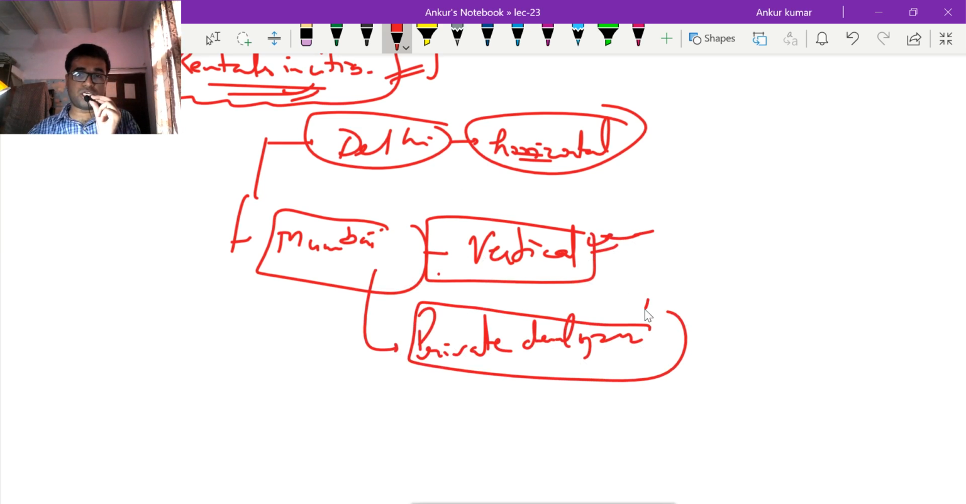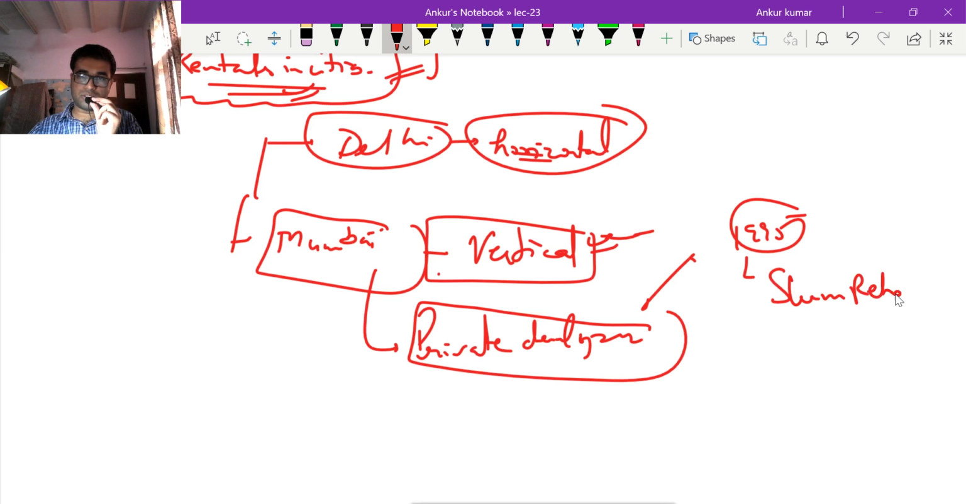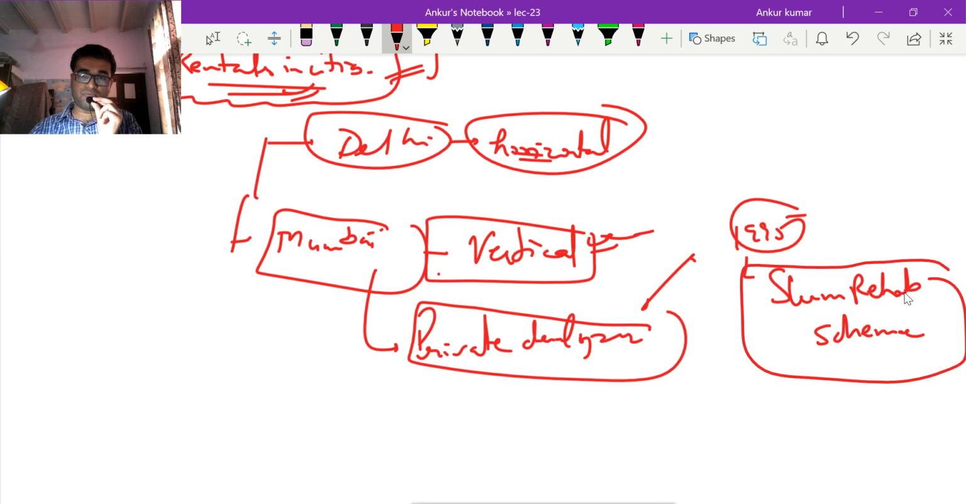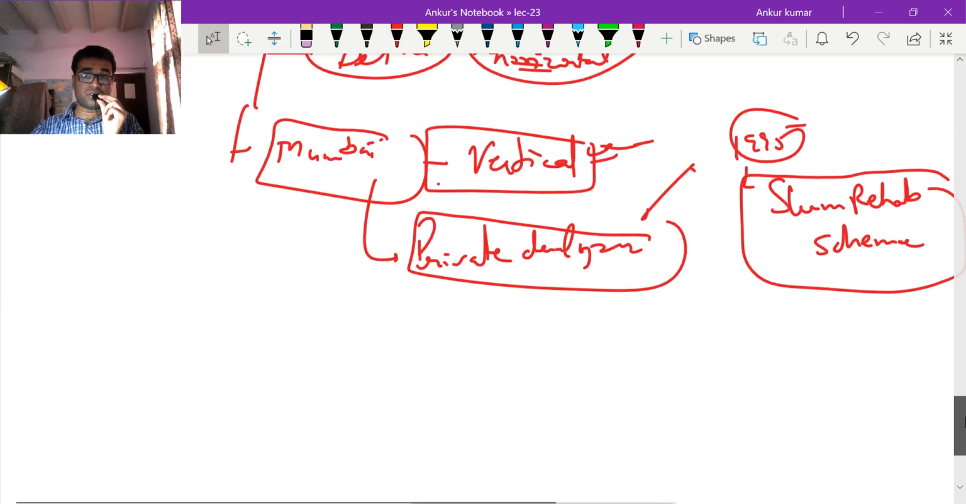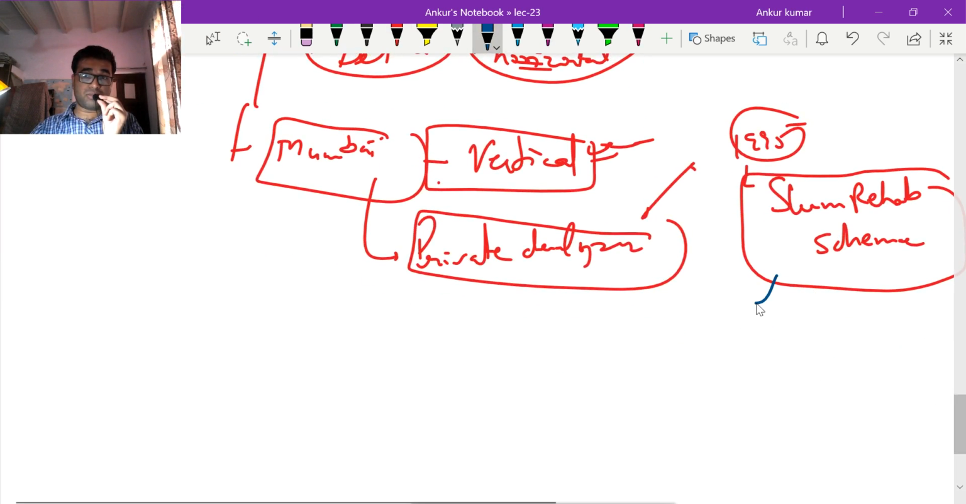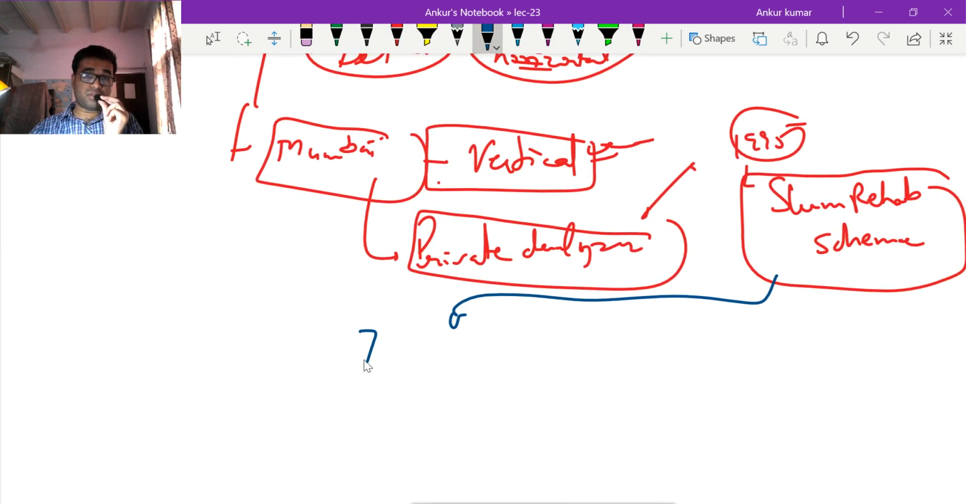Now what happens, the government launched a scheme in 1995, and the scheme was the slum rehabilitation scheme. Under this scheme, the responsibility for the rehabilitation of slums was given to private developers, but the private developers sensed the opportunity in this slum development scheme also. What they did, they used the land ownership based model. Sorry, the model name is the land sharing model.